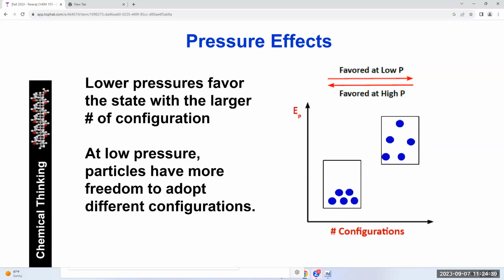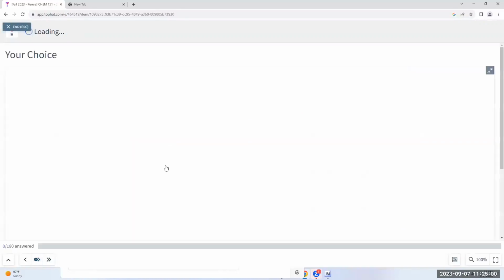Higher pressure means you're going to have more restrictions to move around, meaning you're going to have fewer ways of arrangement. That's why high pressures favor the state with lower number of configurations and vice versa. So now we have those two down. What I want to do is we're going to start applying them. Let's start with this.